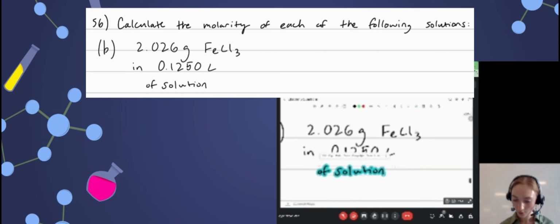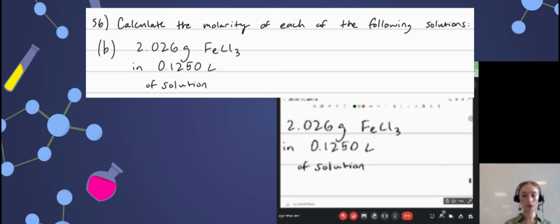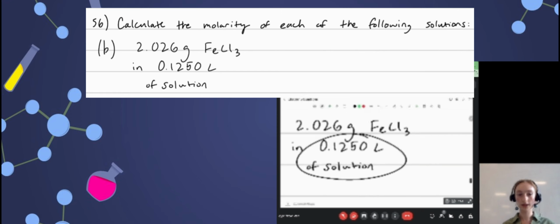Okay, we have 2.026 grams of iron chloride in 0.1250 liters of this solution. So this question is asking for the molarity. Since we know that we have 2.026 grams, we want to calculate how many moles we have of that. And since molarity is moles of solute over liters of the total solution, we have the total amount of solution, so we don't need to do anything to that.